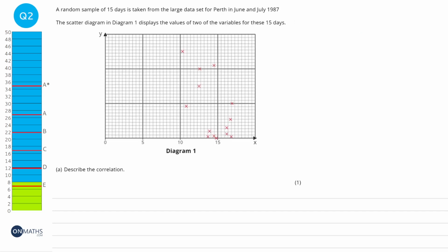Looking at the scatter graph, the data is going downwards. So we say that this is going to be a negative correlation.